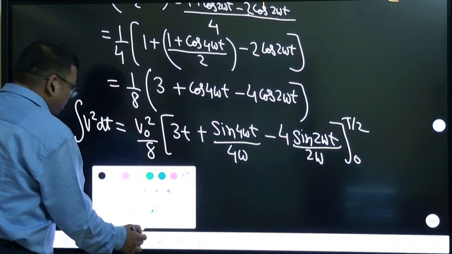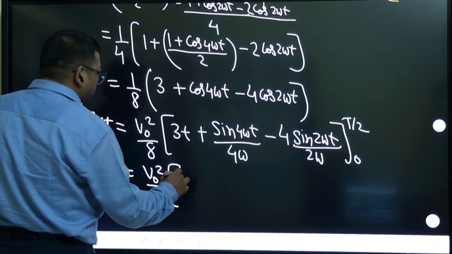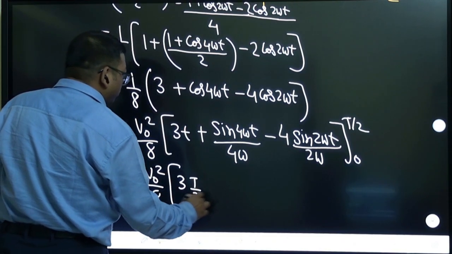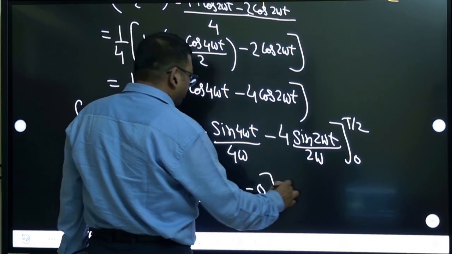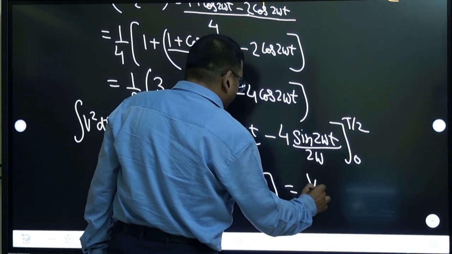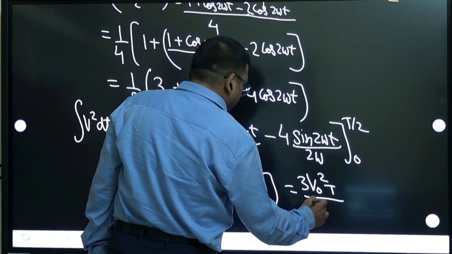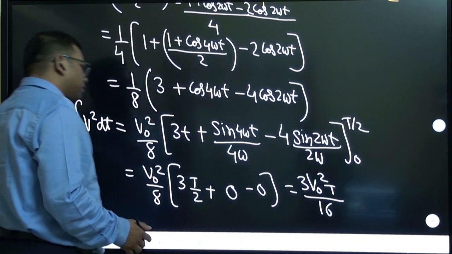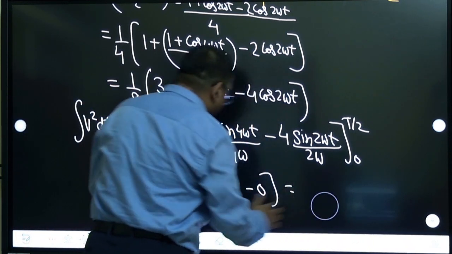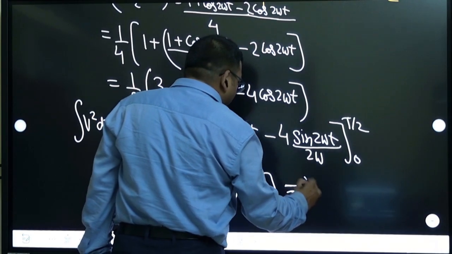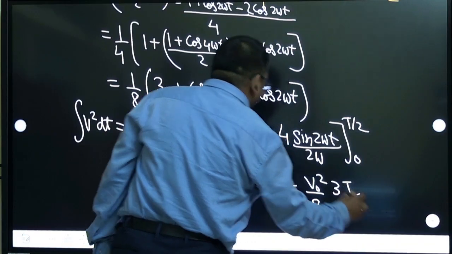So what you will be getting from here is v naught square by 8. Substitute: this is 3t by 2, plus the sine terms will again become 0. Again it will become 0. So finally you will get v naught square into 3t by 16. Correct? This is what you will get. Otherwise, if you want, you keep it like this, because the t by 2 factor will get cancelled. So v naught square by 8 into 3t by 2. This is what you get.